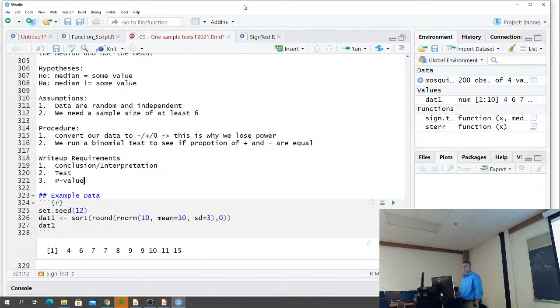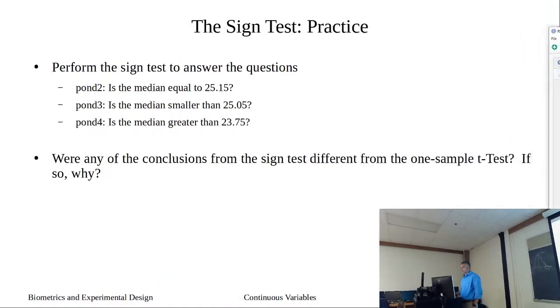So now, to run through these, we're going to use our sign test to address pond 2, pond 3, and pond 4. For pond 2, we're going to ask, is the median equal to 25.15? Pond 3, is the median smaller than 25.05? And pond 4, is the median greater than 23.75? So go ahead and run them, have a write-up for it, and then we will check and compare our answers.